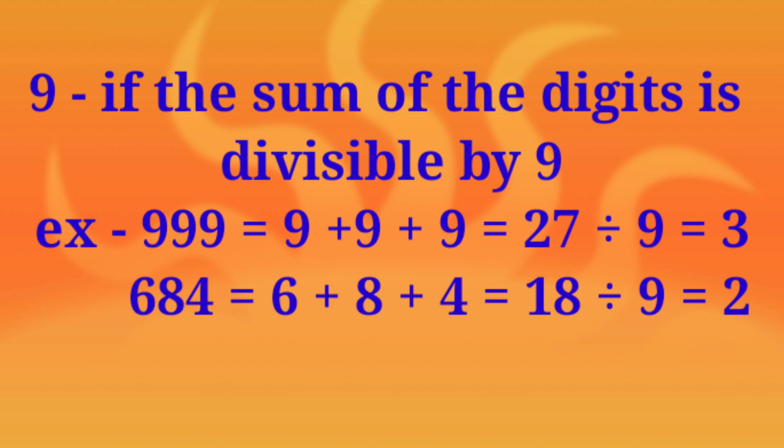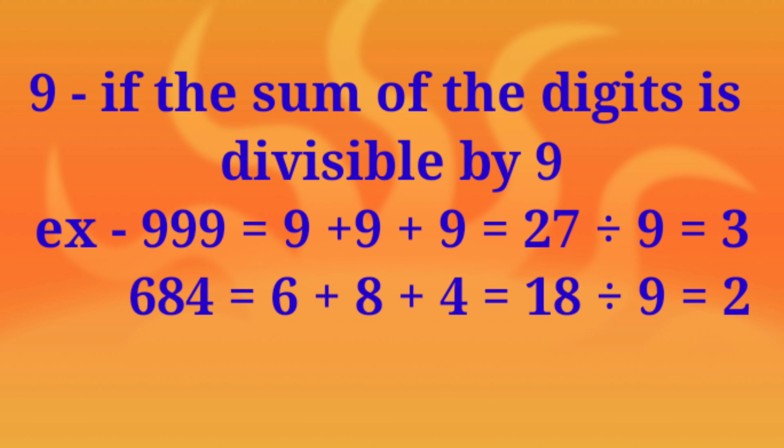Okay, now, let us come to the next, 684. Add 6 plus 8 plus 4, that makes 18. Okay, so 18, you can divide 18 by 9, wherein the quotient is 2. So therefore, if the sum of the digits is divisible by 9, or can be divided by 9 without any remainder, therefore, that number is divisible by 9.